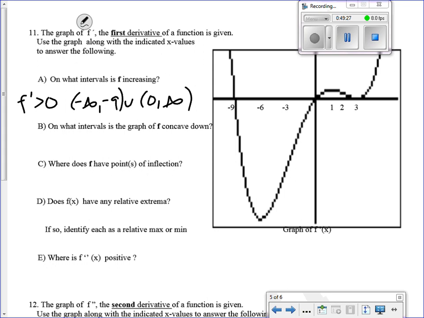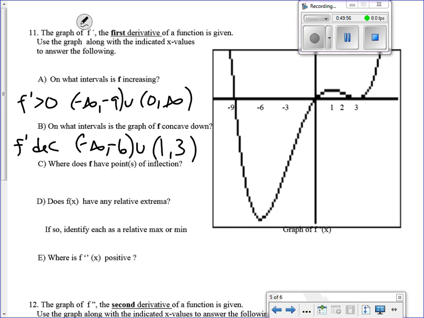Okay, next one. On what intervals is the graph of f concave down? Well, f is concave down when the second derivative is negative, but this is the first derivative, so we have to look to see where the first derivative is decreasing. So it's decreasing all the way from negative infinity to -6. And it's increasing then from 1 to 3.